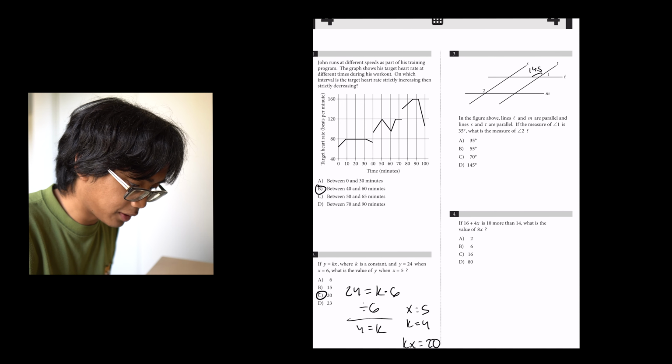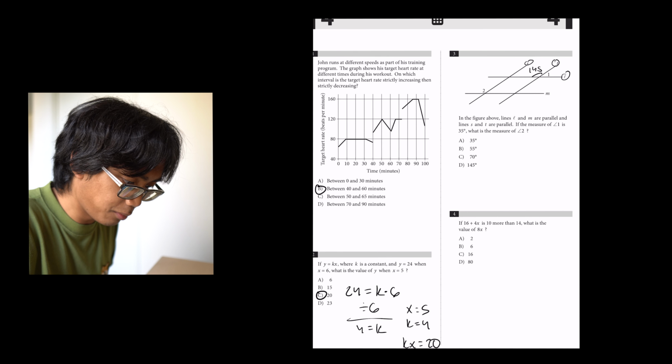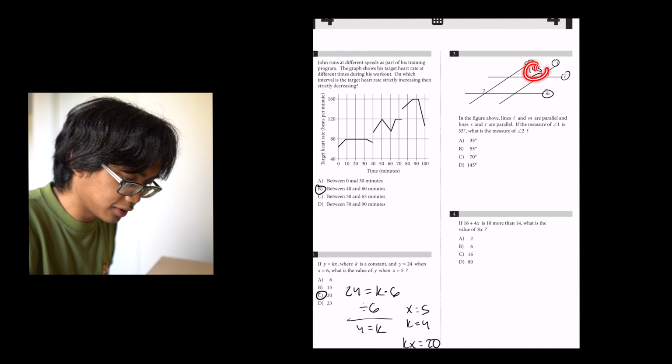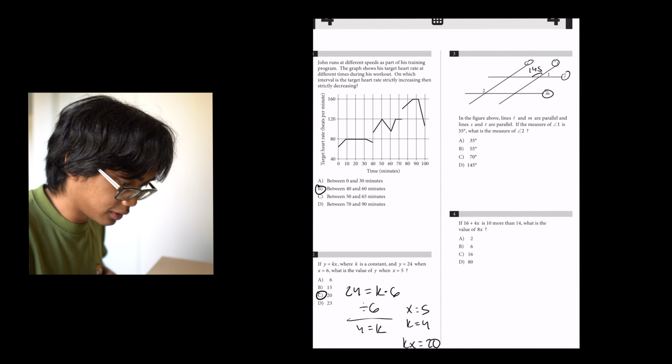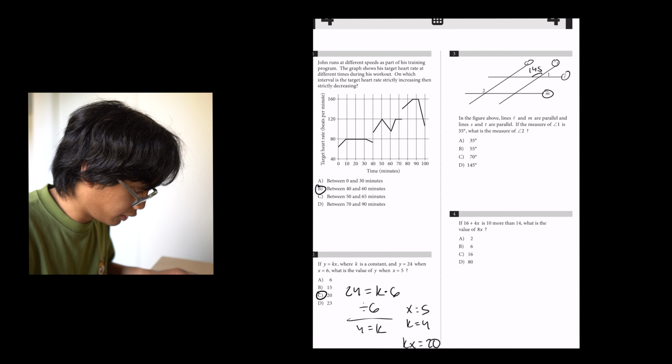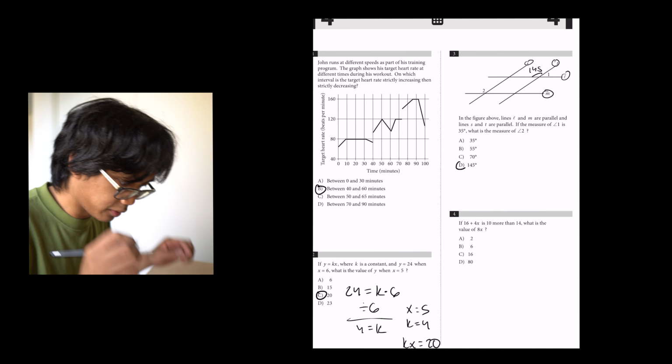And we see that because S and T are parallel, and L and M are parallel, that means this angle here is the same as this angle here, which is the same as this angle here, which means angle 2 is going to be 145 degrees, which is answer choice D.